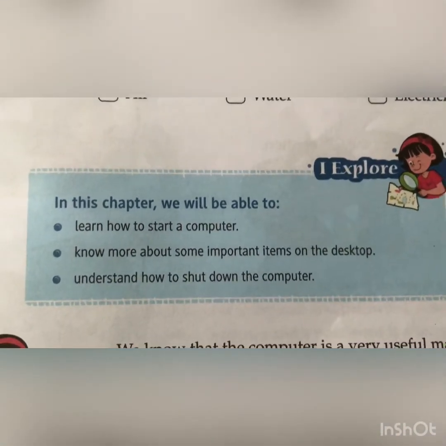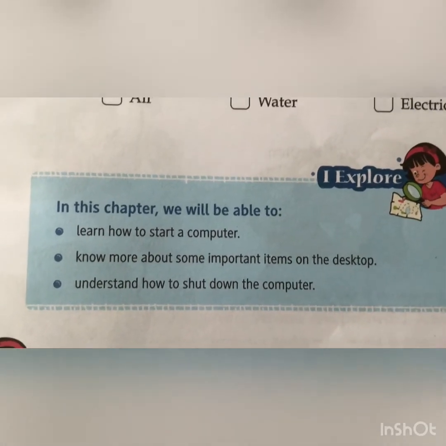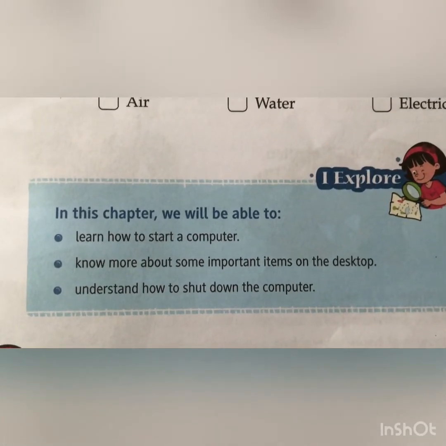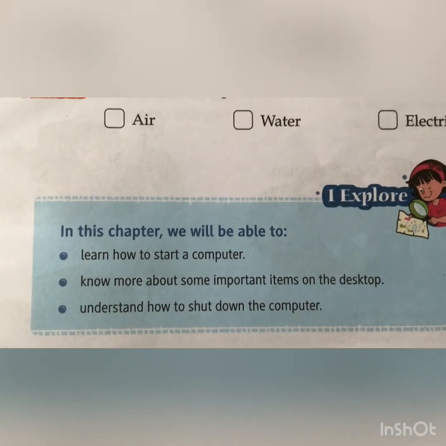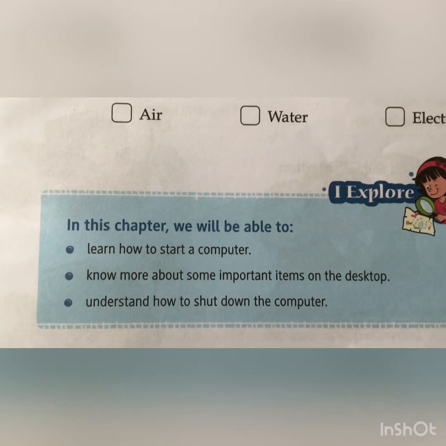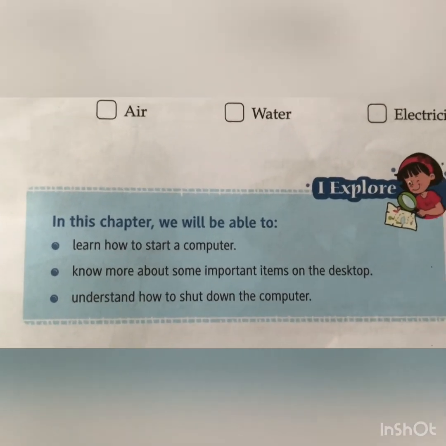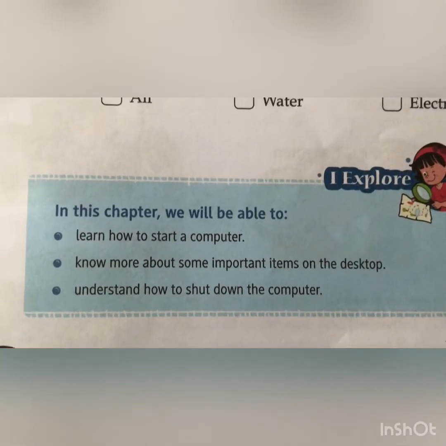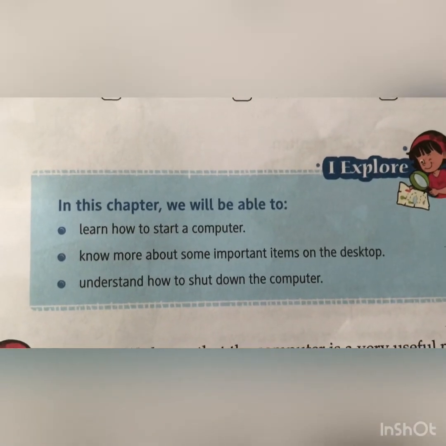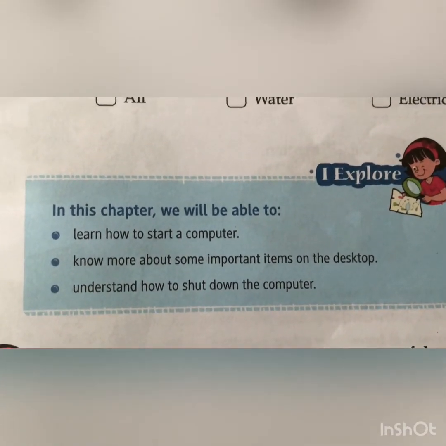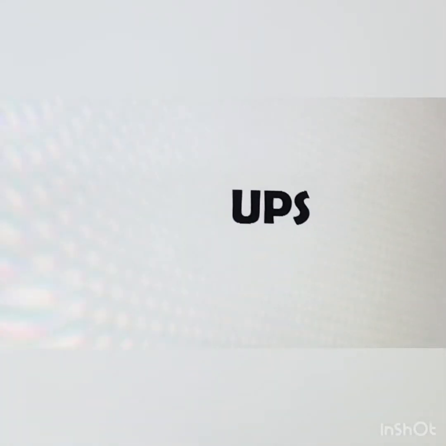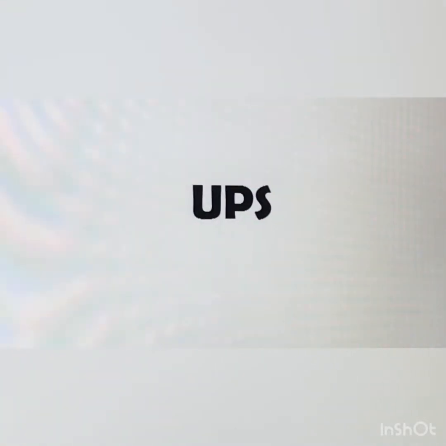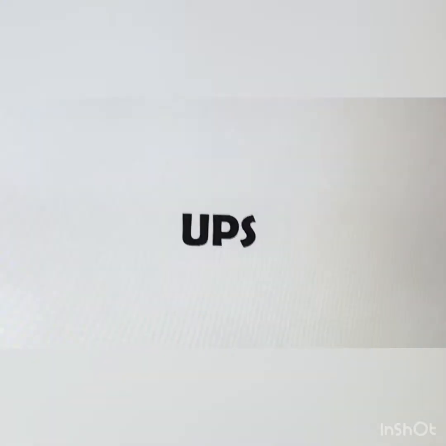Before we start our chapter, I want to tell you what we are going to learn in this chapter. We are going to explore how to start a computer and know more about some important items on the desktop. We are going to know about how to shut down the computer, means how to power off the computer. UPS helps us to save our work when electricity goes off.